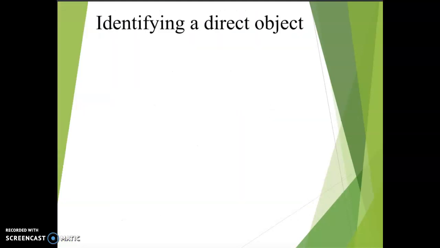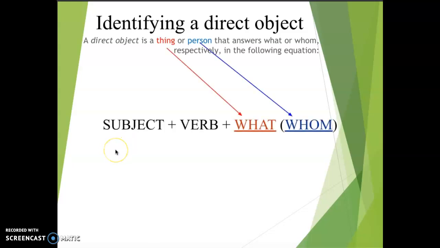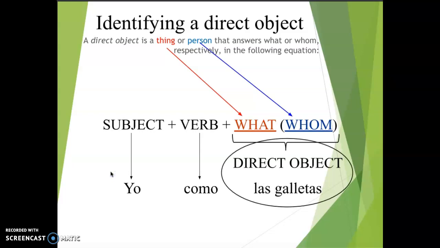Right, so how do we identify a direct object in Spanish? Let's take a look at this equation. We have a sentence, and in the sentence we need a subject, a verb, and then the direct object, which is what or whom is receiving the action. Right, so in the sentence we have the subject, which is yo. The verb is going to be como, which comes from the verb comer, to eat. And las galletas is the direct object.